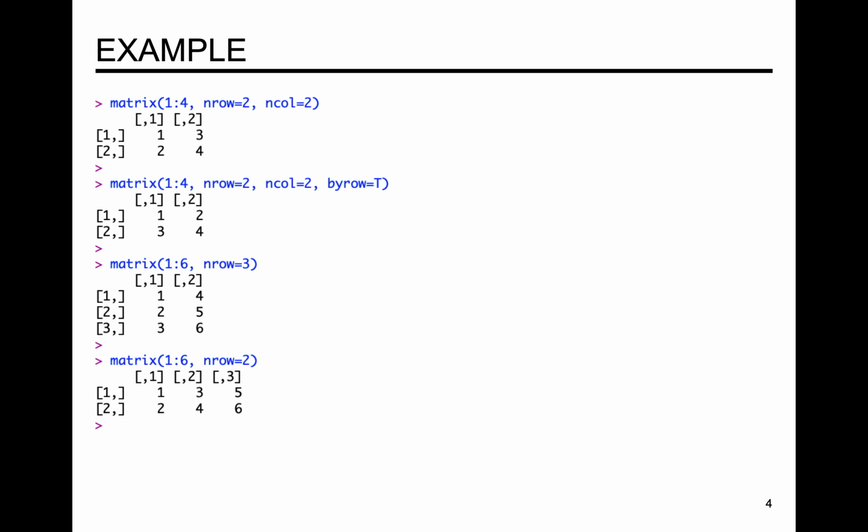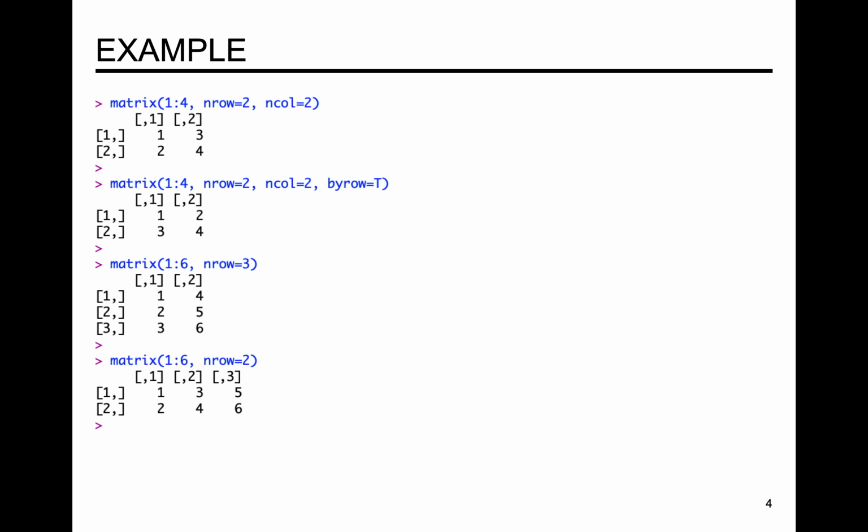In the next example, I do a similar thing, except I specify byrow = capital T. So capital T is short for TRUE in all caps. The only difference in this example is that it takes the elements 1, 2, 3, 4 and lays them out along the rows rather than along the columns.